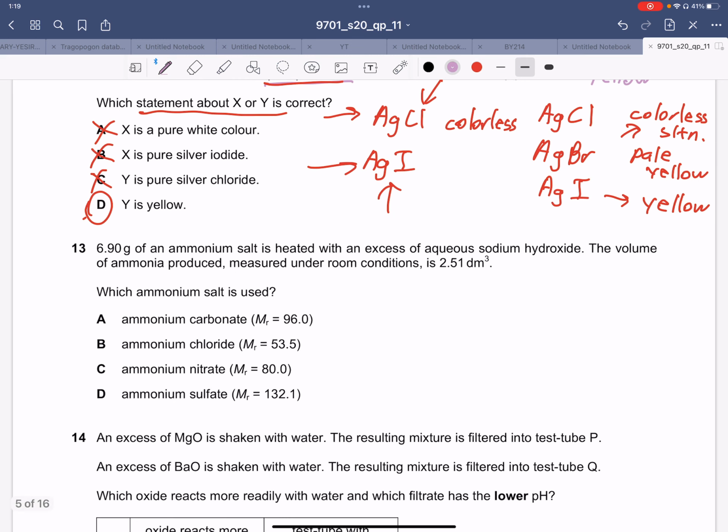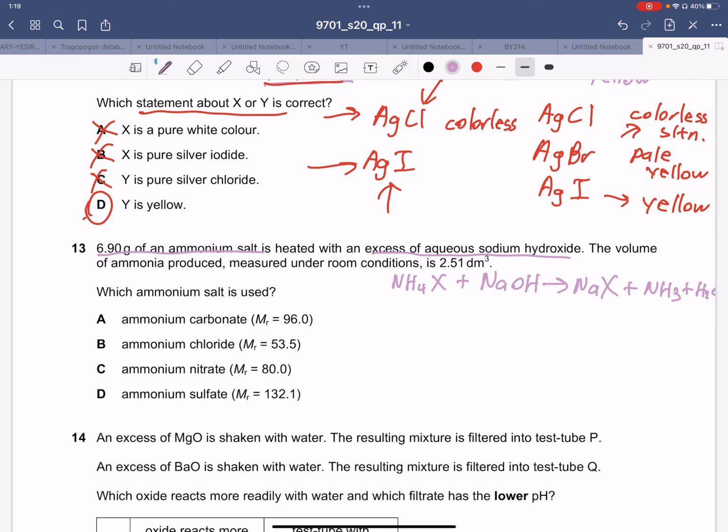Question 13. 6.90 grams of an ammonium salt is heated with an excess of aqueous sodium hydroxide. Well, if you were to look at the equation for this, let's put the ammonium salt as X because we don't know what compound it is. NH4X reacting with sodium hydroxide, NaOH, will give us a salt with sodium, and then NH3 plus H2O, just like that. Got cut off, but you guys know what that is.